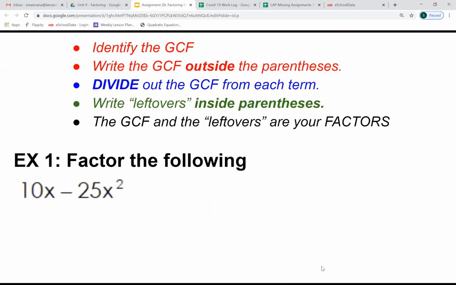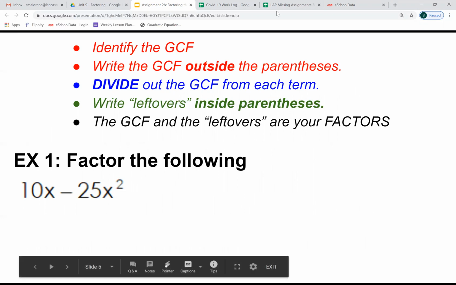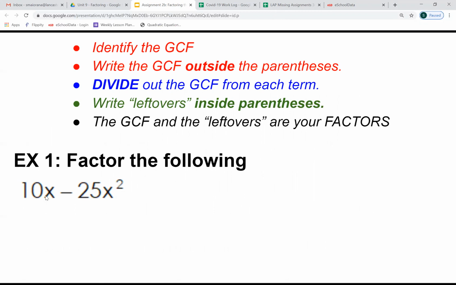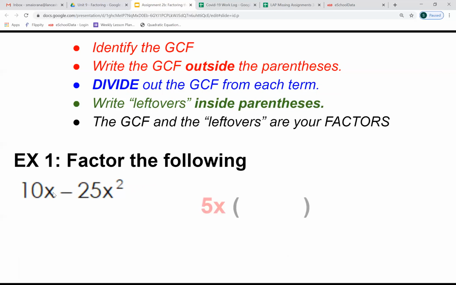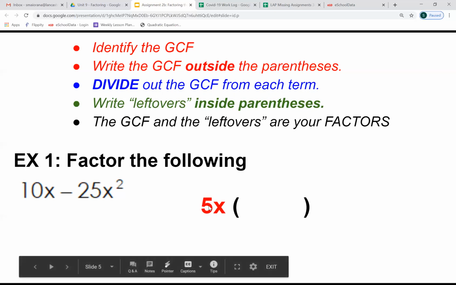Okay, so up here, I have the steps as a little reminder. So our first example, we want to factor the following expression, 10x minus 25x squared. Step 1 is identify the GCF. So the biggest number that would divide both 10 and 25 is going to be 5. And then between x and x squared, the smaller exponent is 1. So 5x is my GCF. And I wrote that outside of my set of parentheses.